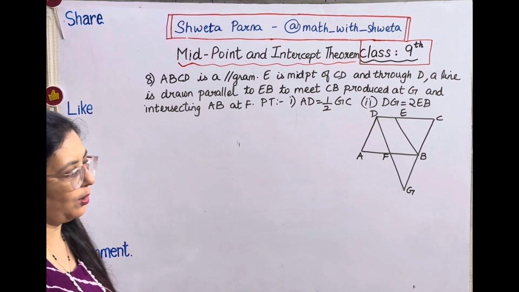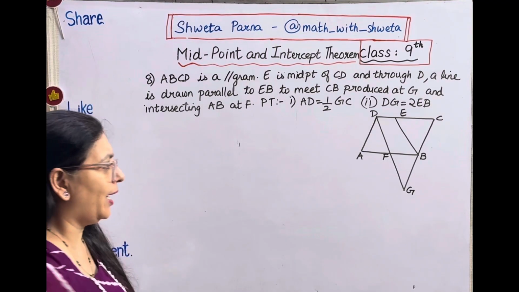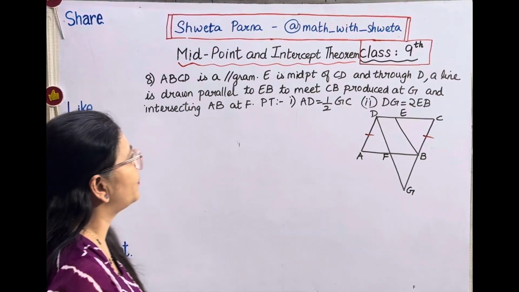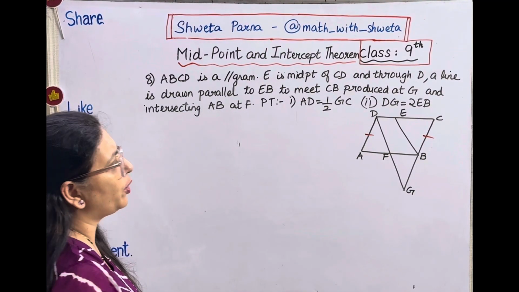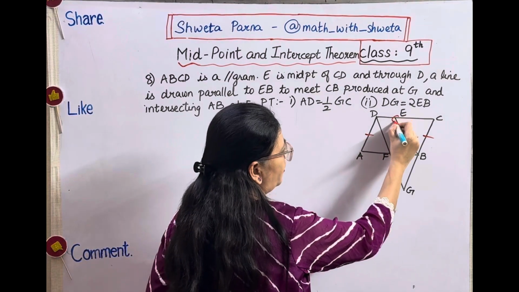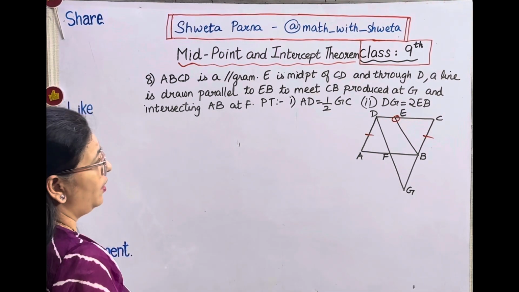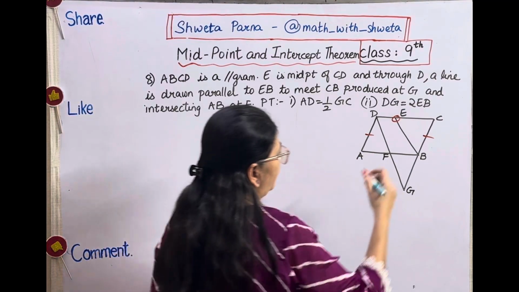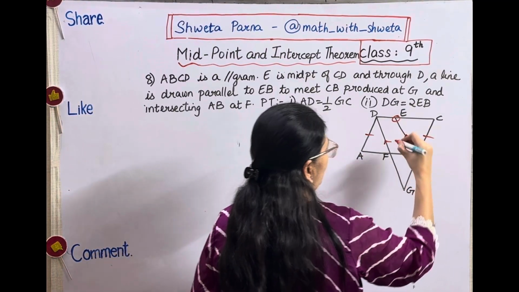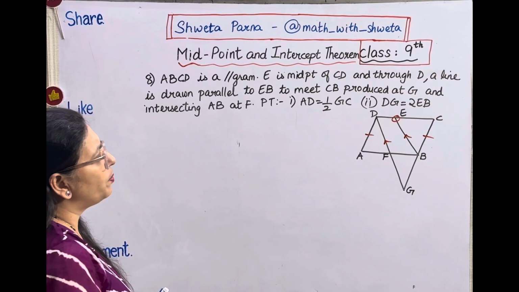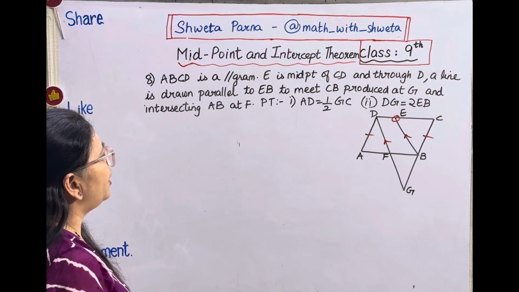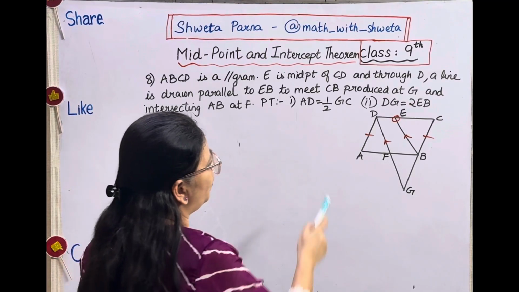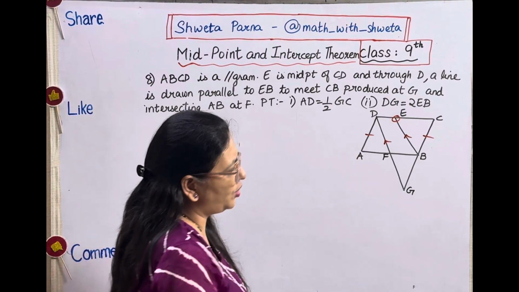ABCD is a parallelogram. So, opposite sides are equal and they are parallel. That means AD is equal to BC. And E is a midpoint of CD. So, this is a midpoint of CD. And through D, a line is drawn parallel to EB. So, these two lines are parallel, meeting CB at G and intersecting AB at F. You have to prove that AD is half GC.